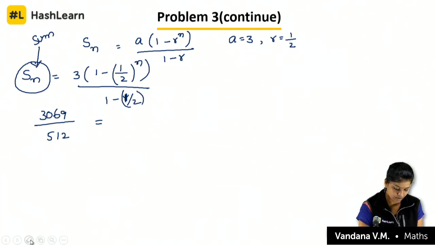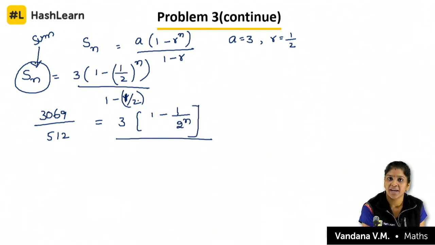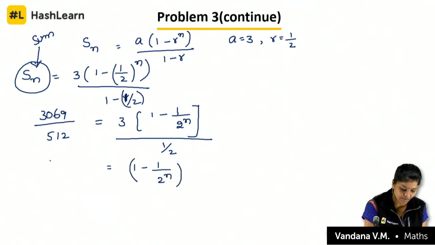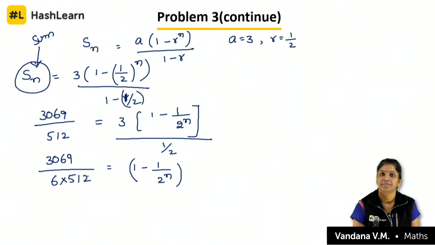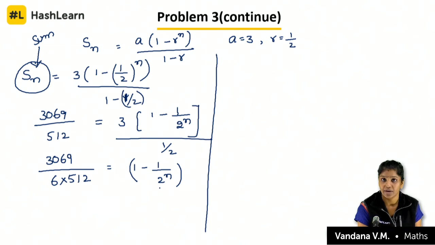Just a minute. Yes, 3 into 1 minus 1 by 2 power n by 1 minus half. It is half only, right. If it goes to the numerator, it becomes 6. That is 1 minus 1 by 2 power n into 6. If it comes to this side, equal to 3069 divided by 6 into 512. Clear? Yes. Now, I want the n value, right.